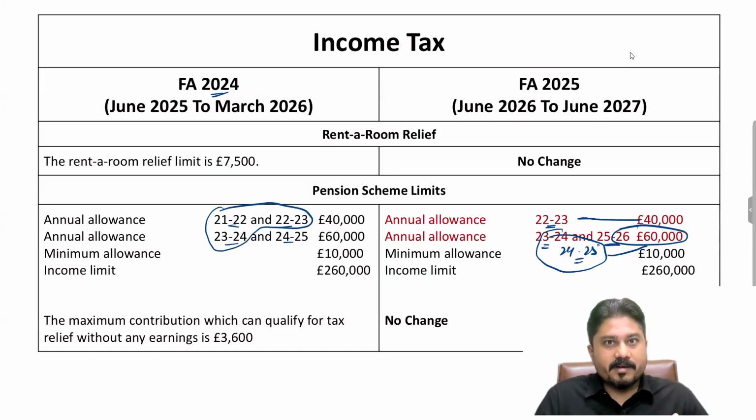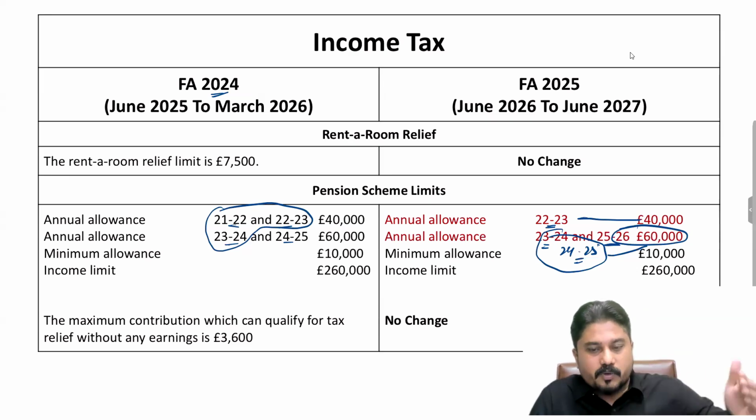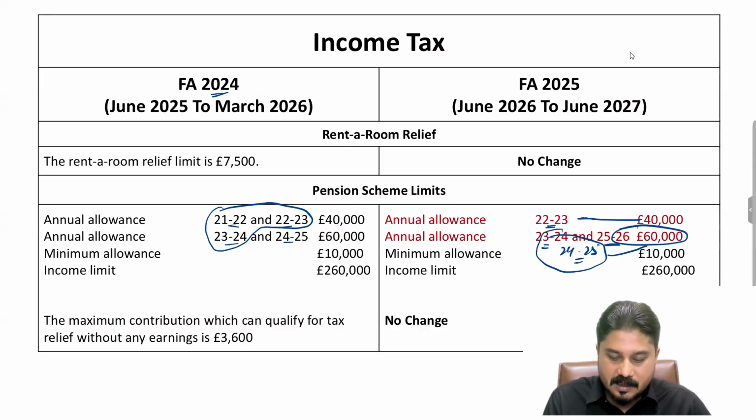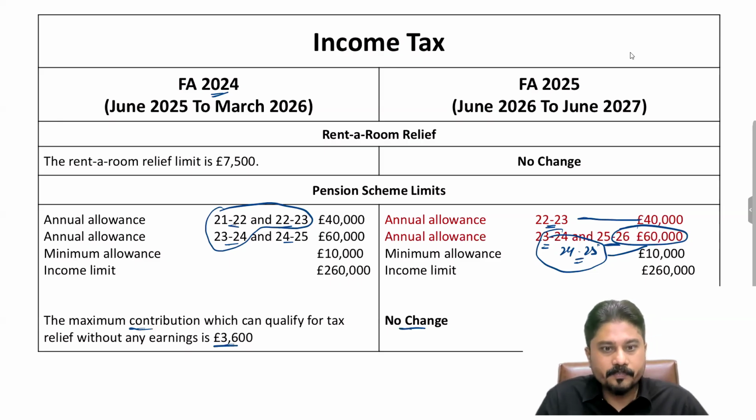So in fact, there is no change in the amount, but according to the concept, if we are standing in fiscal year 25-26, we have to look back 3 years. So for the previous 3 years, for 2 years the amount will be 60,000, and for the third year the amount will be 40,000. Thereafter, the minimum allowance and the income limit are the same. Minimum allowance is 10,000 and income limit is 260,000. And for maximum pension contribution, the amount is £3,600. There is no change in this amount.